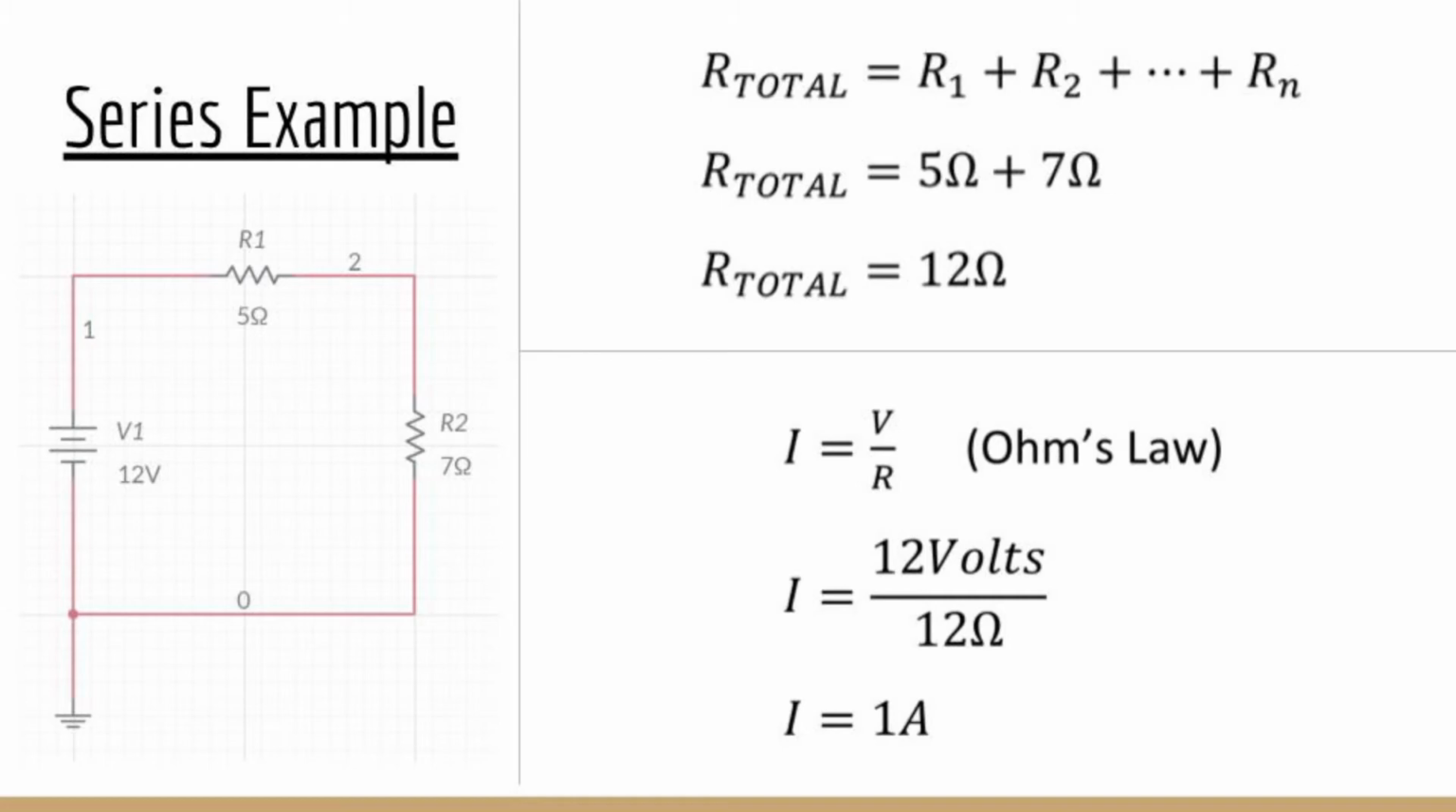To find total resistance, you have to sum all the resistances together. So for this example, it would be 5 plus 7 ohms, which is equal to 12 ohms. Then using this, we can now calculate the current by using Ohm's law. We divide 12 volts by 12 ohms to get a current which is 1 amp.